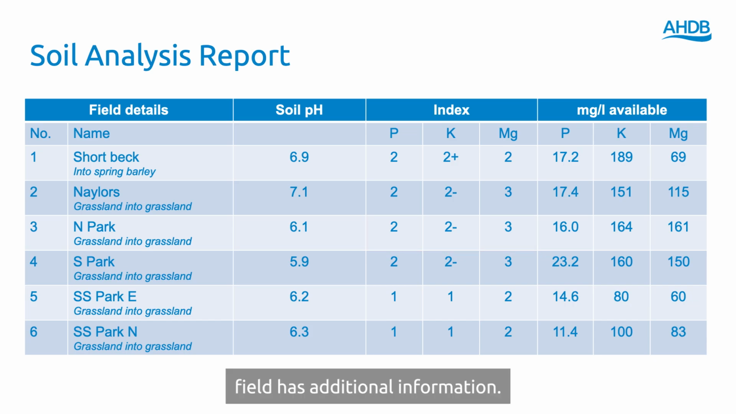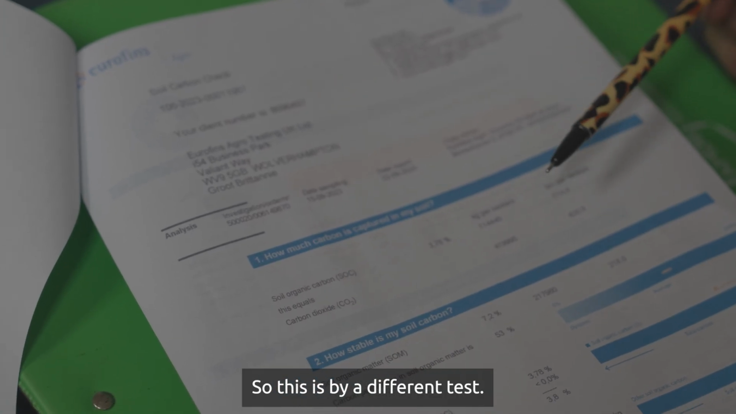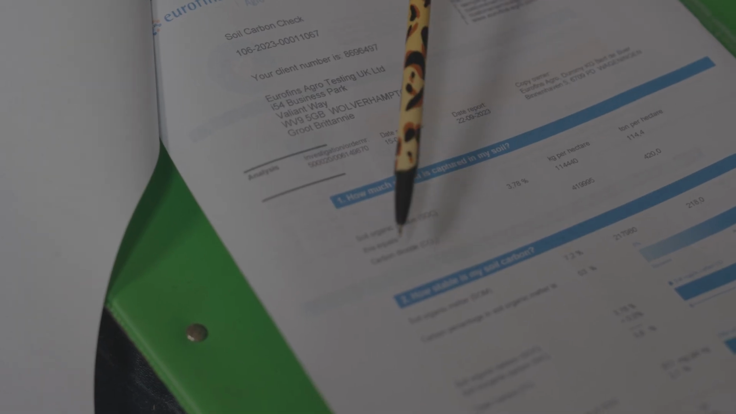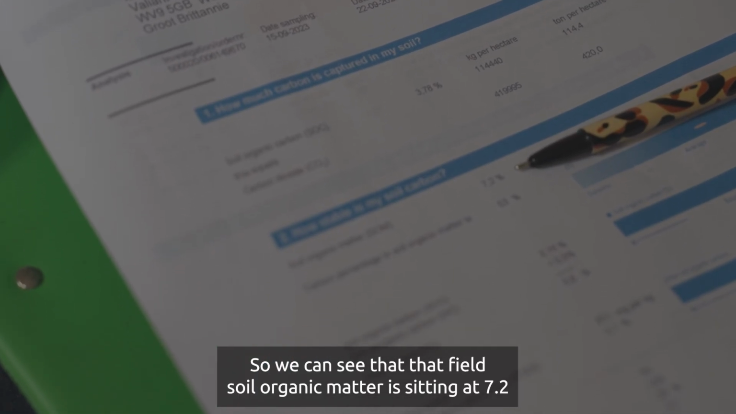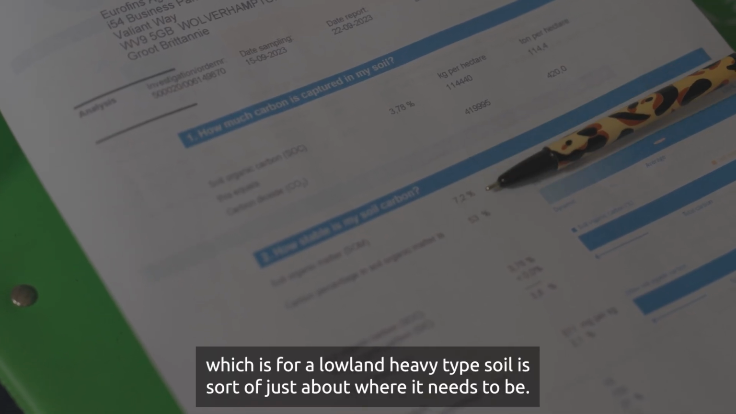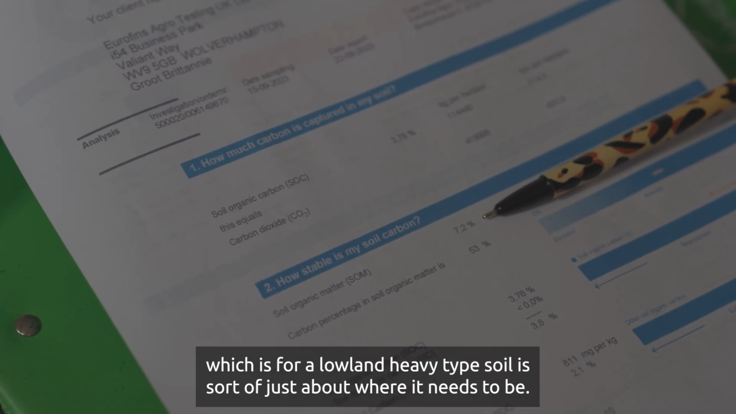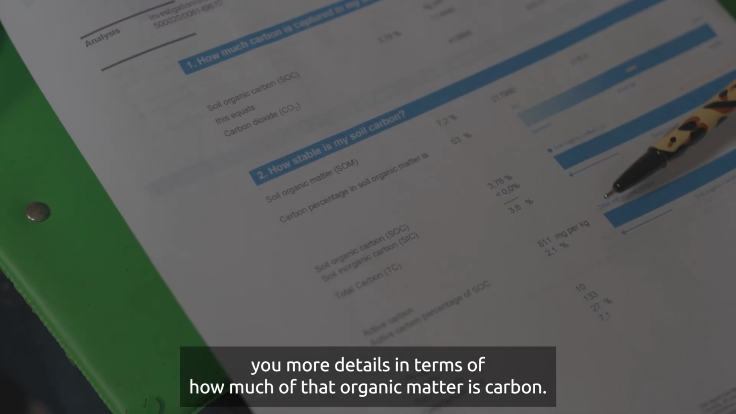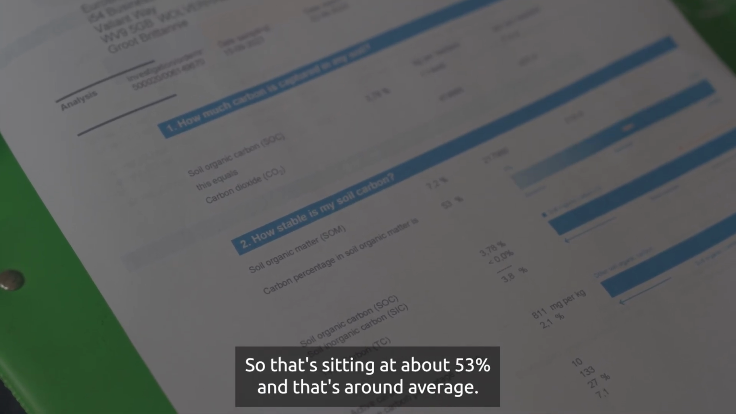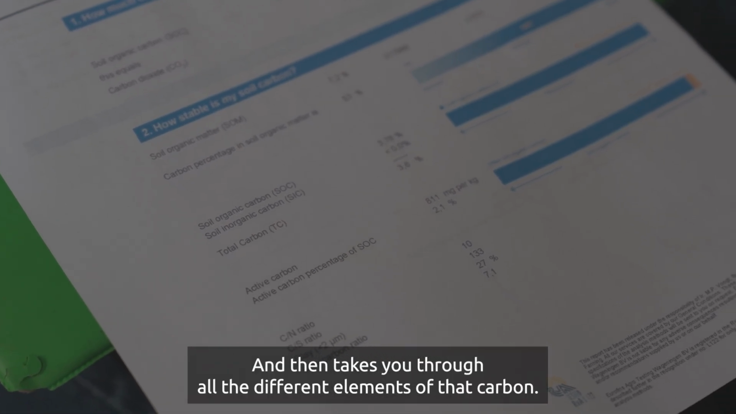This particular field has additional information via a different, more detailed test. This is looking at organic carbon levels and also soil organic matter. We can see that the field's soil organic matter is sitting at 7.2, which for a lowland, heavy type soil is just about where it needs to be. This provides more detail on how much of that organic matter is carbon, sitting at about 53%, which is around average, and then takes you through all the different elements of that carbon.